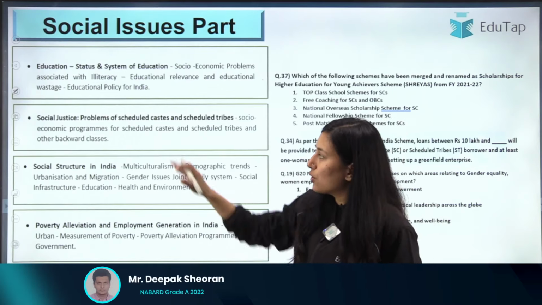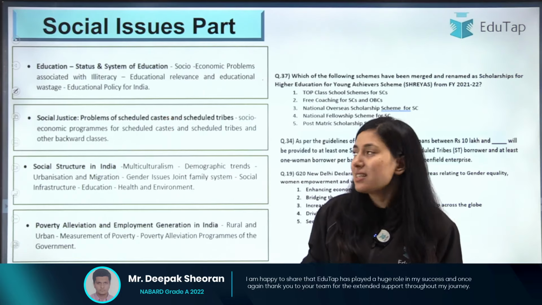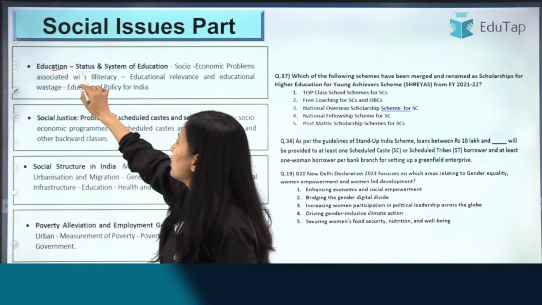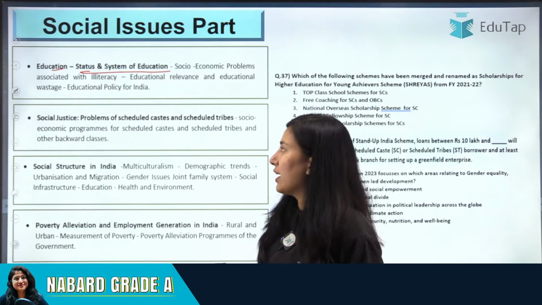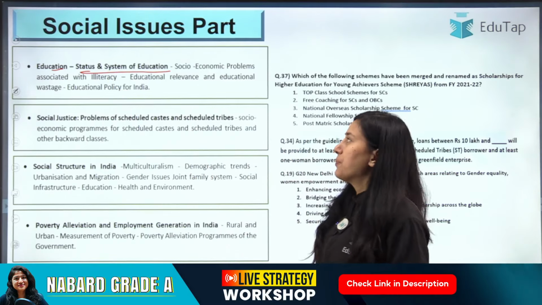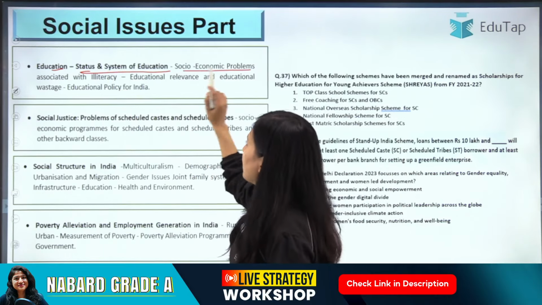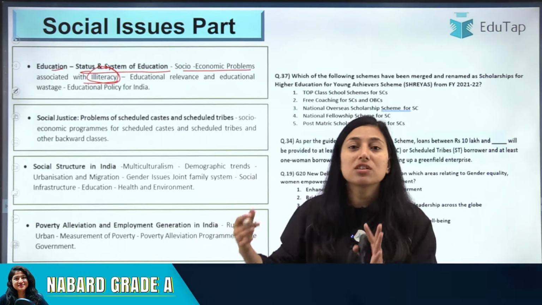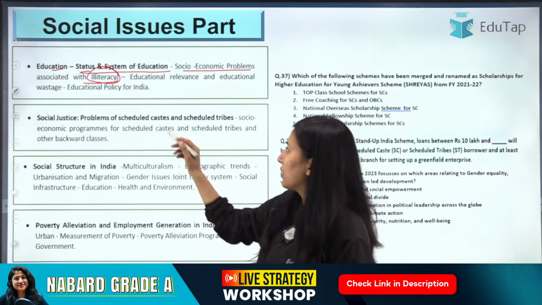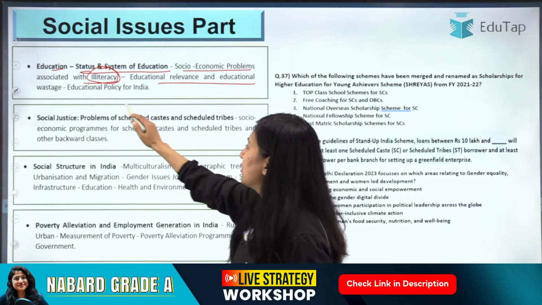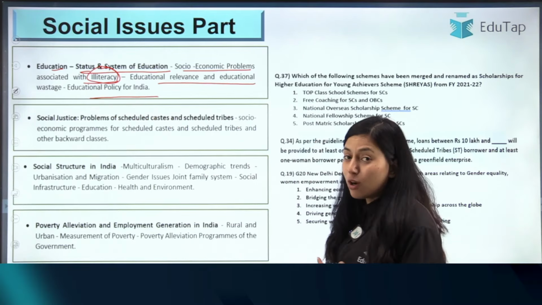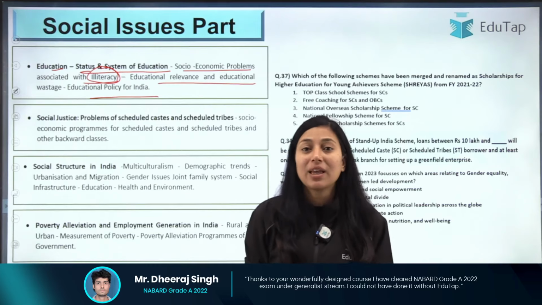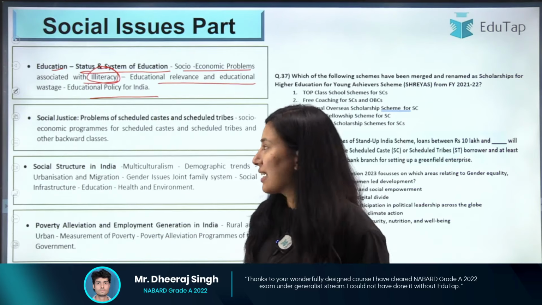So what you have to do, you have to segregate your syllabus like this. Like first I have segregated it from the education point of view. So you have to know the status and system of education, okay? What is the status in India, what is the system of education, then socio-economic problems associated with illiteracy, which socio-economic problems there are, that you have to read. Then education relevance and education wastage, so the education policy of India, very important, okay? You have to know what is the education policy and the new education policy of India, that is again very important.